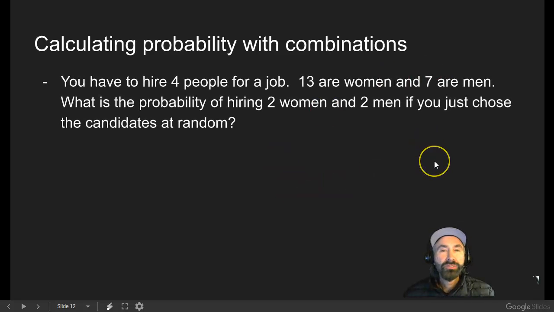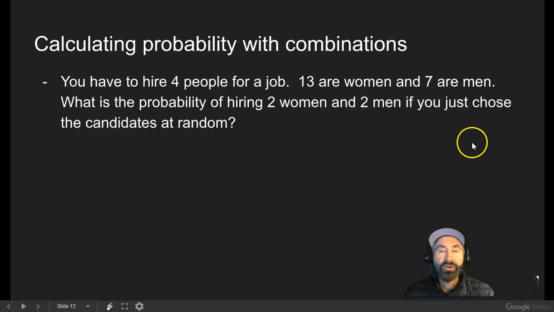Okay, so here's an example problem. Let's say you have to hire 4 people for a job. 13 of the candidates are women, and 7 are men. What's the probability of hiring exactly 2 women and 2 men if you just choose the candidates at random?